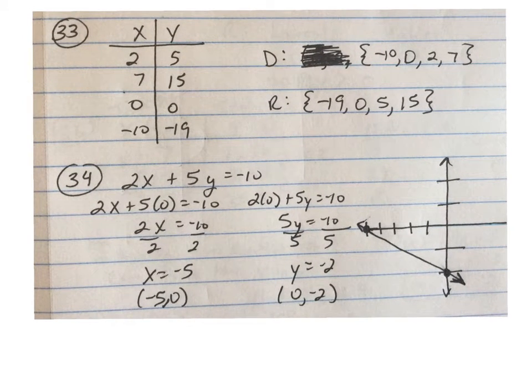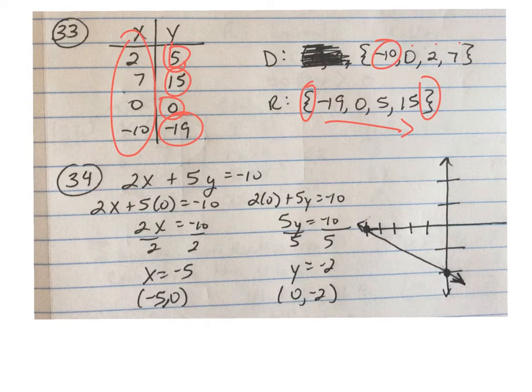And then finally, number 33 and 34. On number 33, you had to give me the domain. Now, notice it's out of order, so you start with -10, 0, 2, and 7. The range is also out of order, so it's -19, 0, 5, and then 15. And again, it's in order, and you put it in these nice little brackets.